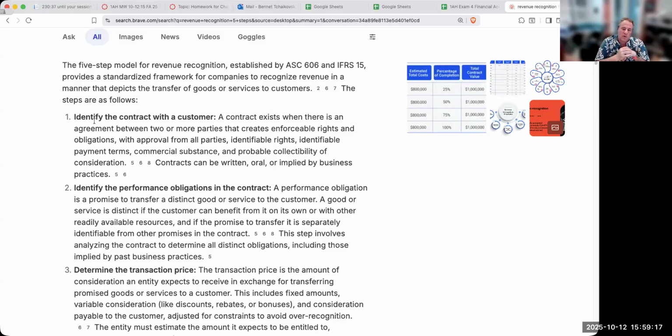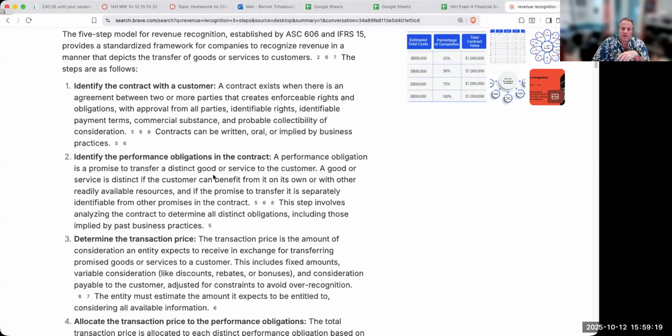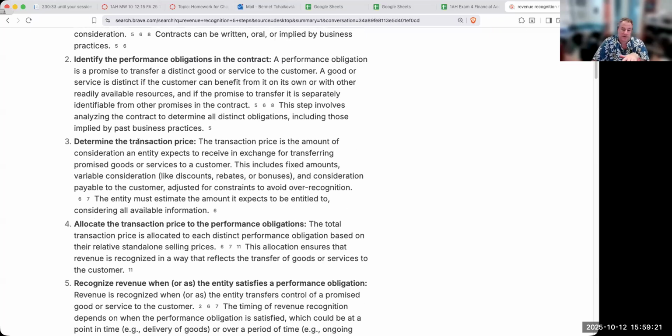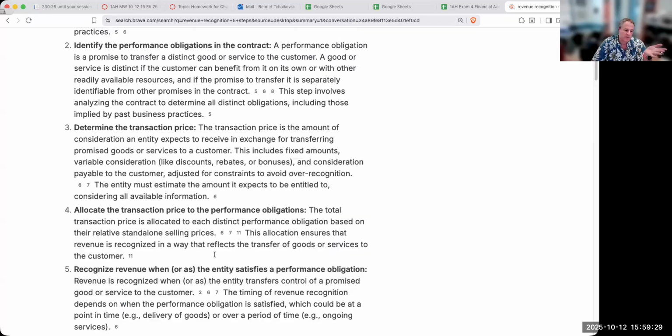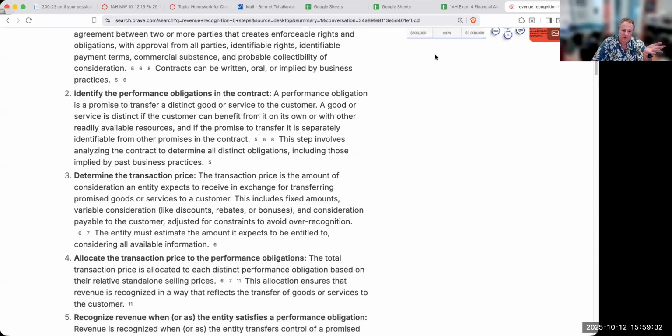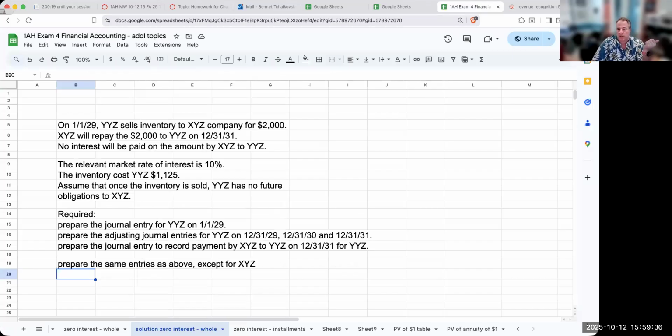Third is to determine what the transaction price is. Then I'm going to allocate that transaction price to the performance obligations. And then once those things start happening, I'm going to recognize revenue. Even though this is AI generated courtesy of Brave, in my opinion, it is absolutely correct. So when we look at this over here, there's a few things going on.